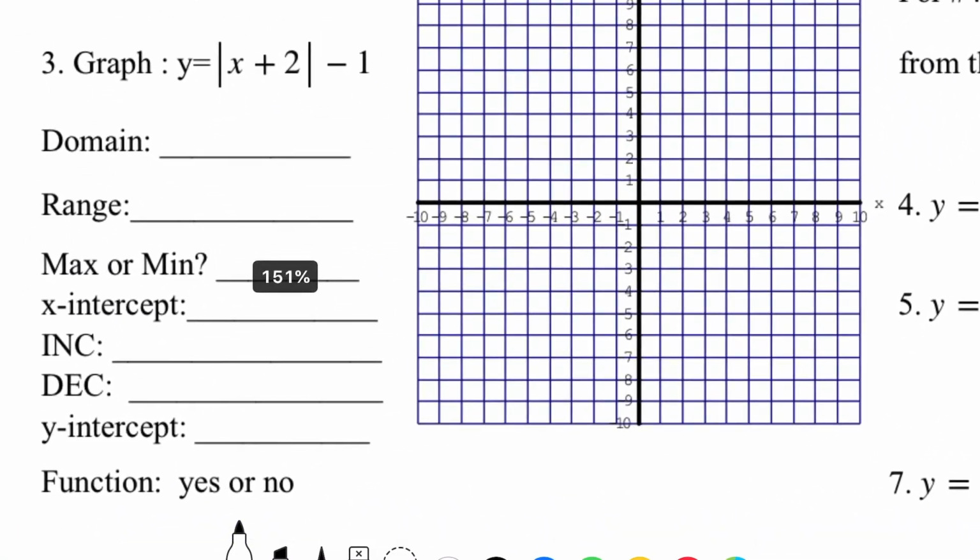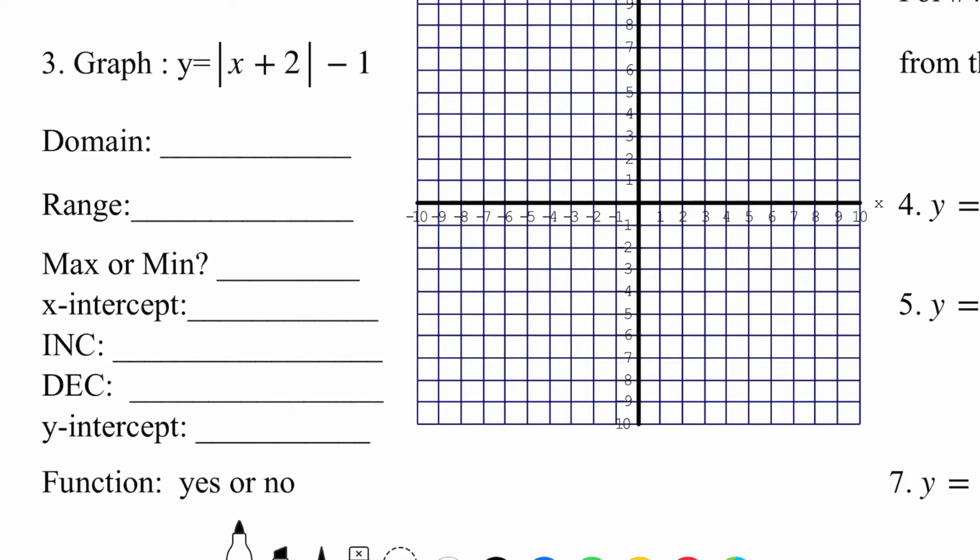Number 3, we're going to put into our calculator to get the graph. So we need to go to y equals on our calculator. To get the absolute value bars, you're going to go to math, arrow over to num, and select number 1. It says abs and there's a parenthesis. That's what you want. Then type in x plus 2, arrow over to get out of the absolute value bars, and then subtract 1.